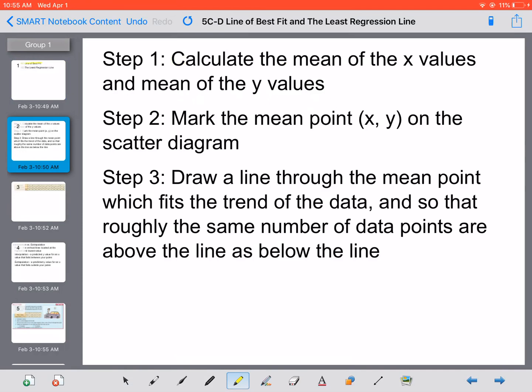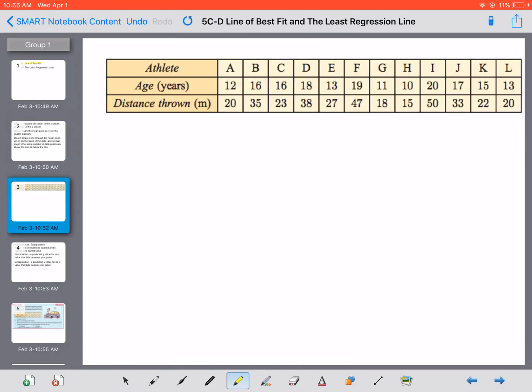And you want to roughly have around the same amount of points above and below your line. It doesn't have to be perfect, but that's roughly what you want to do. So let's go through a problem. So here we have the age of an athlete versus the distance that they can throw.